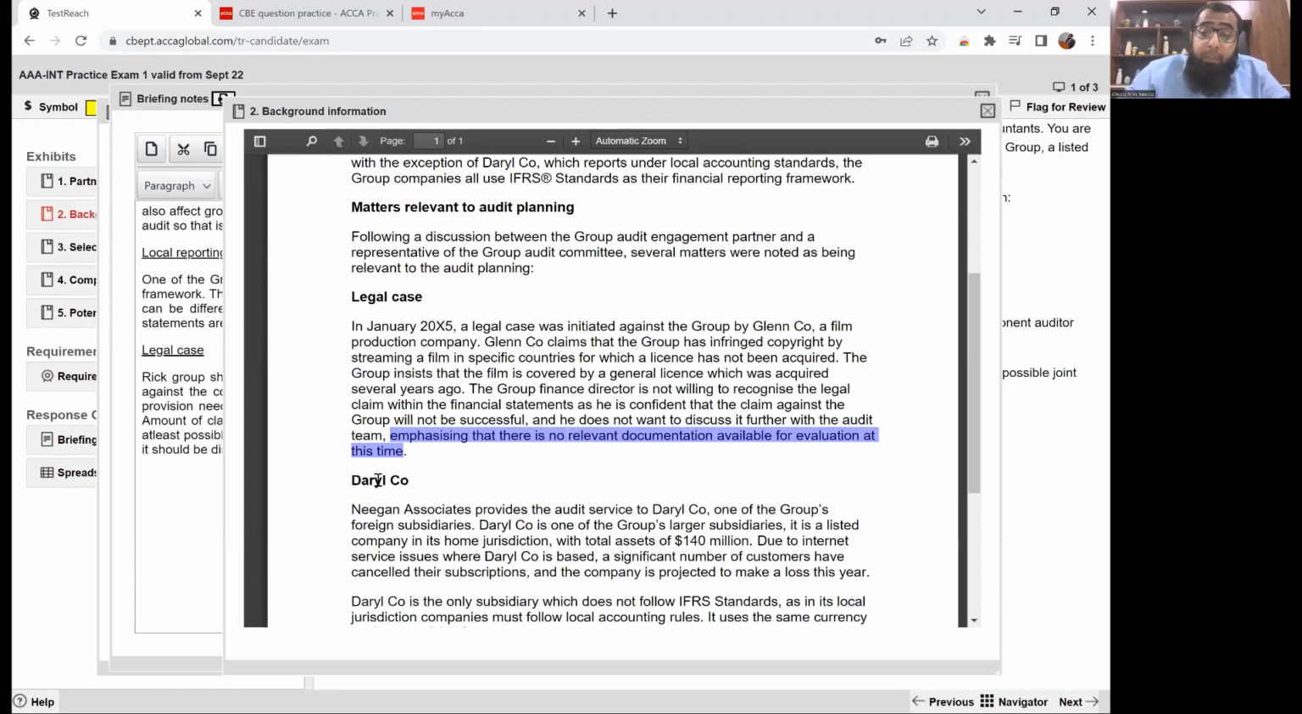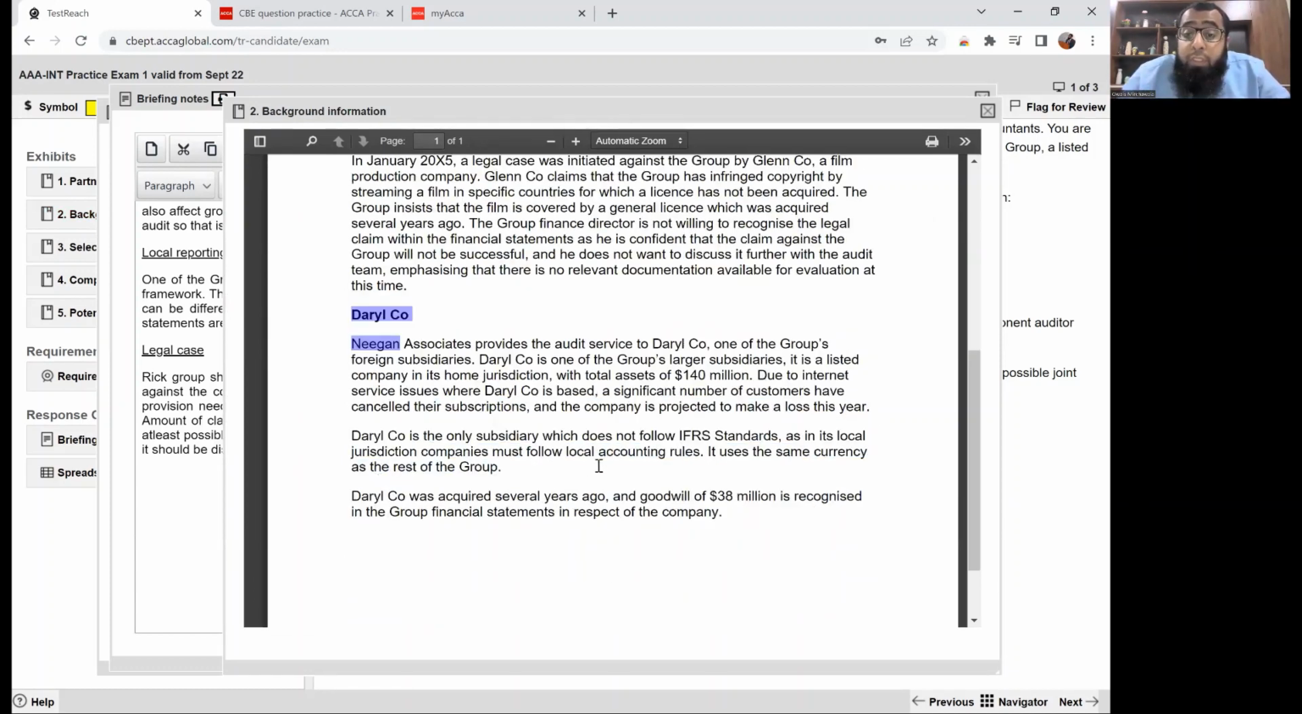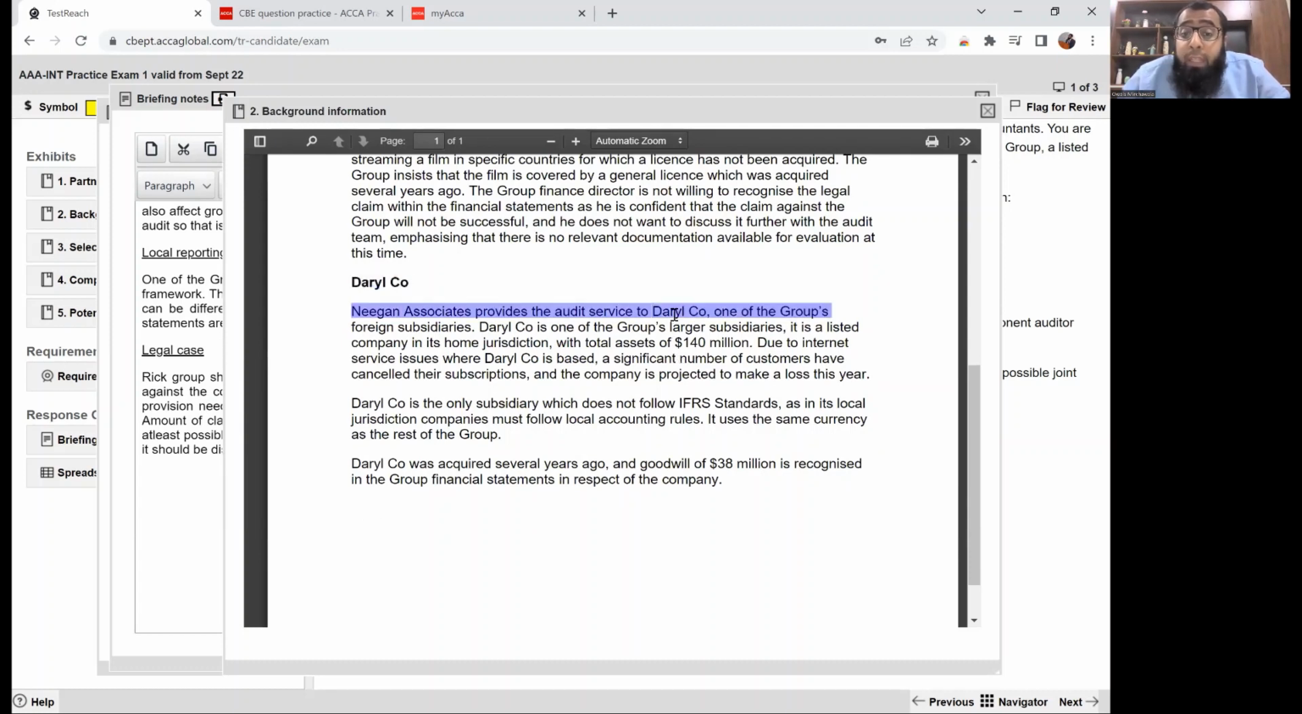Now, Darrell Company. Negan Associates provide the audit service to Darrell Company, one of the group's foreign subsidiaries. Darrell Company is one of the group's larger subsidiaries. It is a listed company in its home jurisdiction with total assets of $140 million. Due to internet service issues where Daryl company is based, a significant number of customers have cancelled their subscription and the company is projected to make a loss this year.